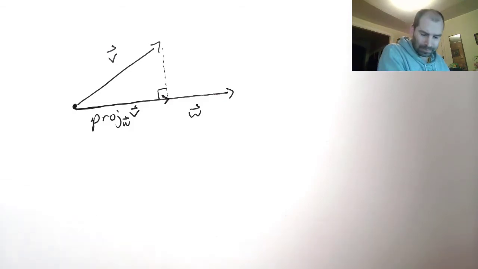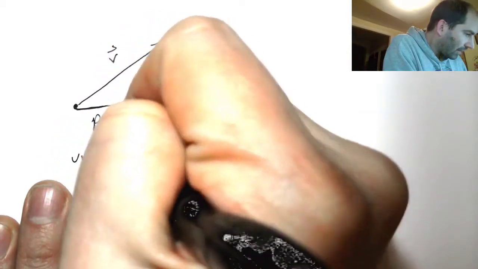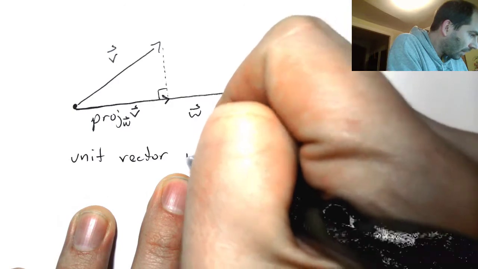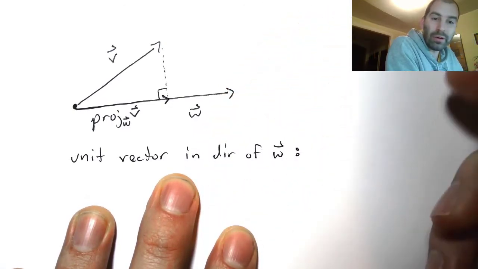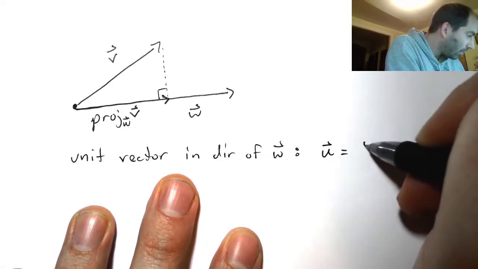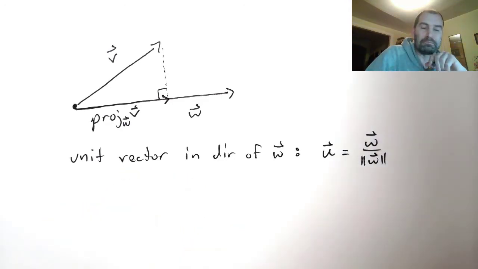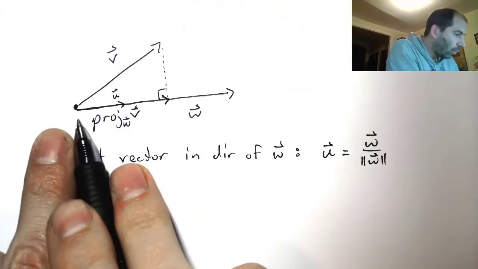Okay, so let's just write that down. Unit vector in the direction of w. Well, very easy to do. Let's just call that the vector u. And the way we compute that is we just take w and divide by its length. Very simple. So that's going to be some vector over here, right? That's going to be u. And I just want to scale u by whatever this length is.